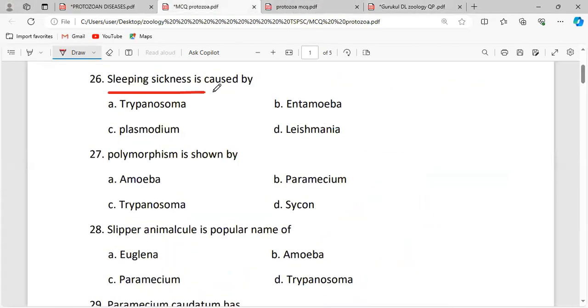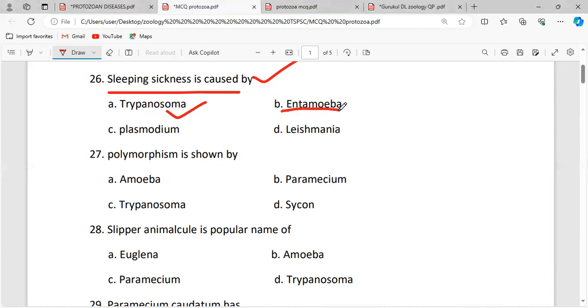Now you can answer this question. Sleeping sickness is caused by. Okay, fine, very good. The answer. What is the species name of Trypanosoma? Tell me the species name. It is Trypanosoma gambiense. Trypanosoma gambiense is the one causing the sleeping sickness. Okay, fine. Yes, very good.